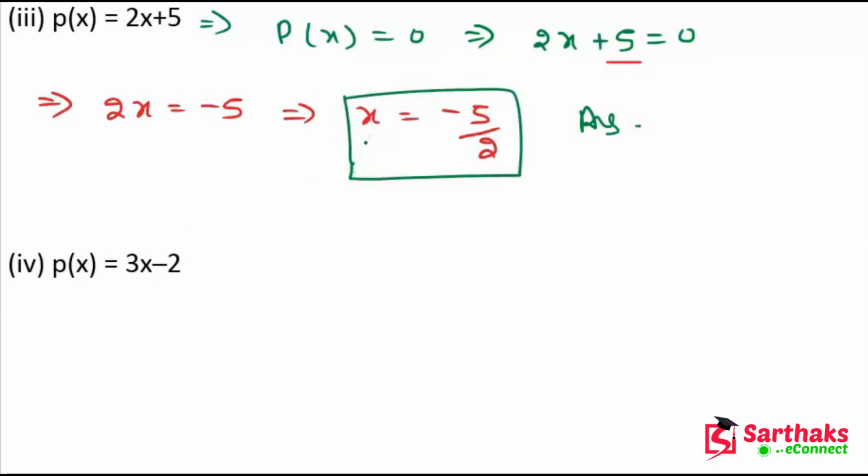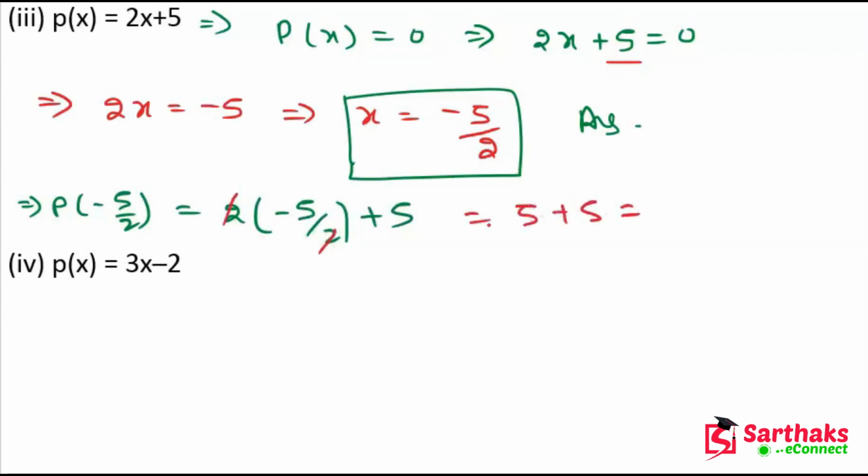Okay. So my dear friends, I hope you understand these things. Now if we want to check, we can put the value of x in this polynomial. So we get p of minus 5 upon 2, which equals 2 into minus 5 upon 2 plus 5. So this will be cancelled. We get minus 5 plus 5, which equals 0. Hence proved. So we can say that this is our zero of the polynomial. Okay, my dear friends, I hope you get this point.